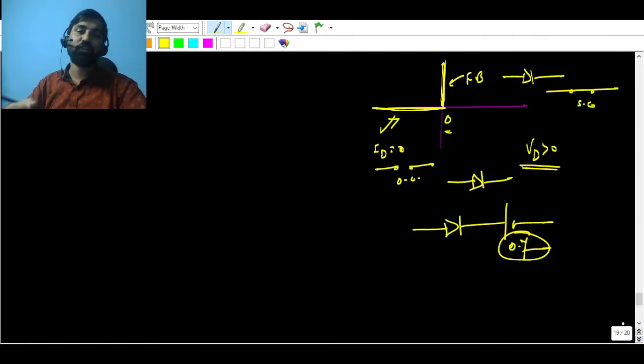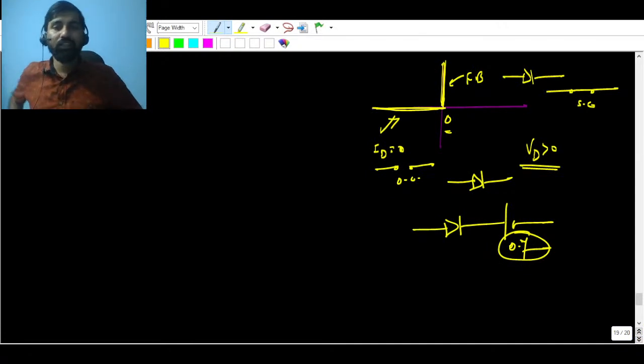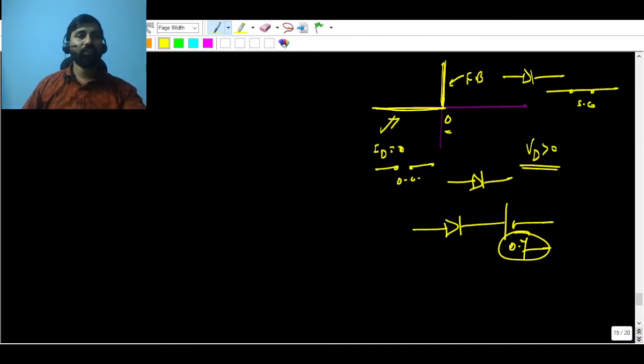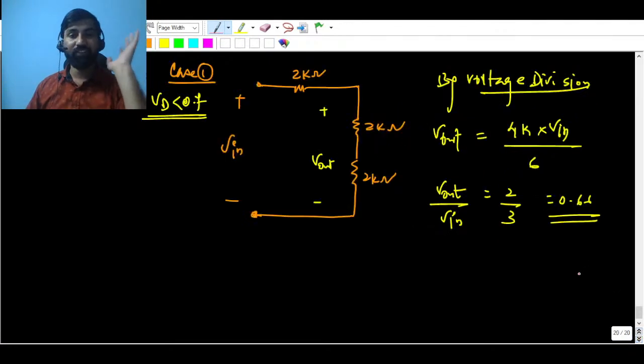And the reciprocal of slope will be what? The resistance, in forward bias or reverse bias. And 0.7 is not going to impact your small signal gain. Keep in mind, so don't worry about 0.7.